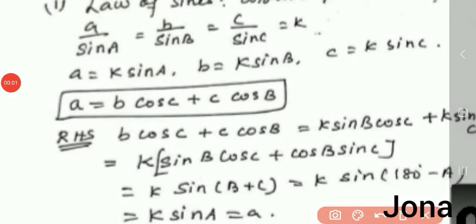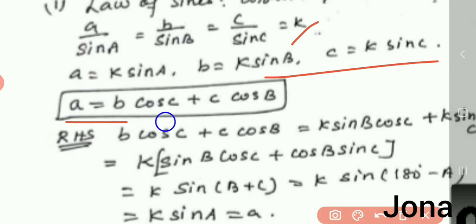Eleventh sum. Derive the projection formula. Here we have the law of sines already, that a by sin A equal to b by sin B equal to c by sin C equal to k. Therefore a equal to k sin A, b equal to k sin B and c equal to k sin C. The projection formula is a equal to b cos C plus c cos B. We want to take the right hand side now.